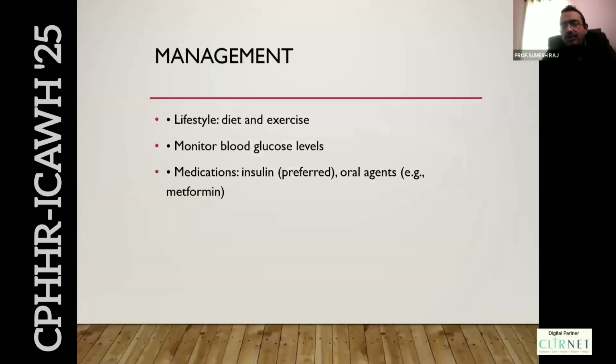Now, how do you manage a case of gestational diabetes? The patient is diagnosed with gestational diabetes in such and such weeks of pregnancy. Now, what do you do? Like in other diabetes, first and foremost, the most important thing is lifestyle modification, which includes diet and exercise. You monitor the blood glucose levels. It is slightly different from the monitoring for the rest of the population. And for medications, the preferred medication is always insulin, and you can give oral agents also.